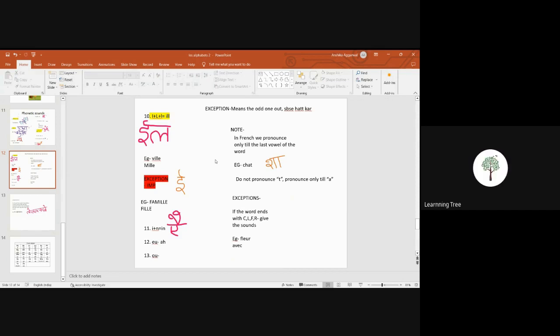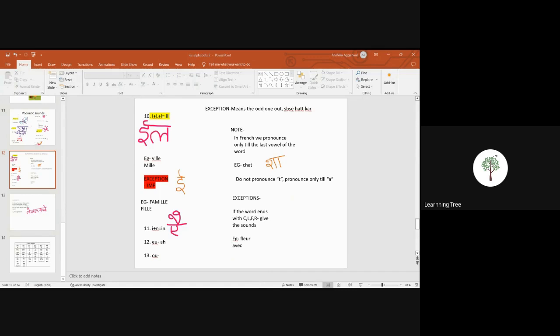बट एक्सेप्शन अगेन, अगर मेरा ये लास्ट अल्फाबेट CLFR में से कोई एक है, तब मैं वो साउंड दूंगी लास्ट में. फॉर एग्जाम्पल, fleur. मेरा वॉवल U था, मैं U पे रुक सकती थी, बट मेरा एक्सेप्शन कहता है कि मुझे R को साउंड देनी है अगर वो एंड में है, तो it would be fleur. अवेक, मैं E पे रुक सकती थी, बट मेरा रूल कहता है मुझे C को साउंड देना है, सो avec. Understood?